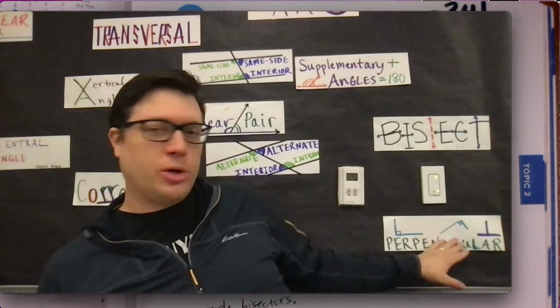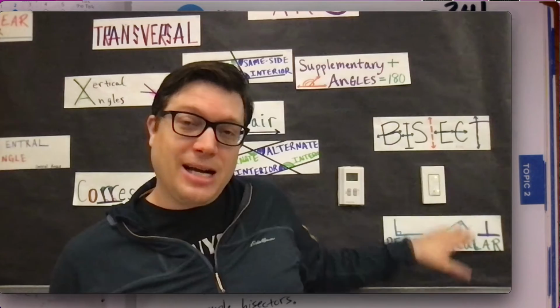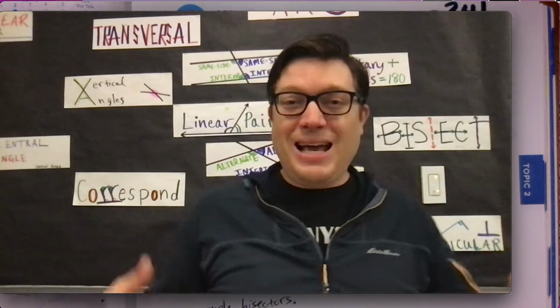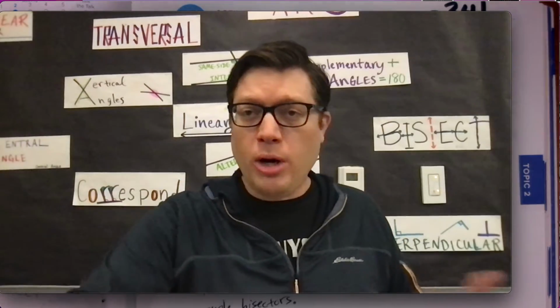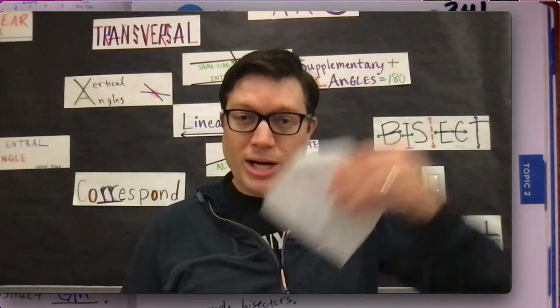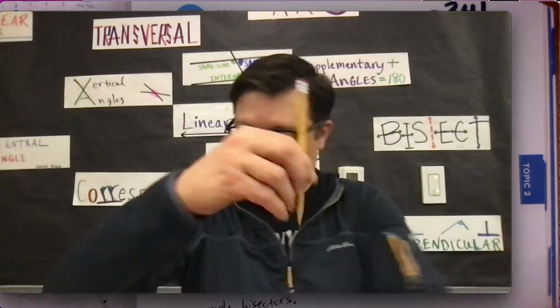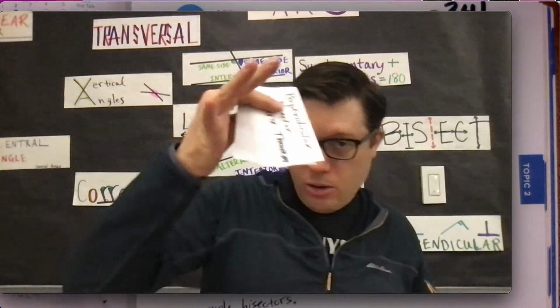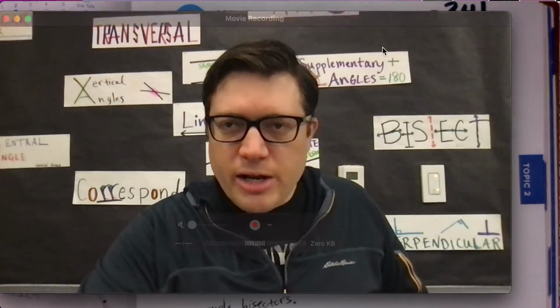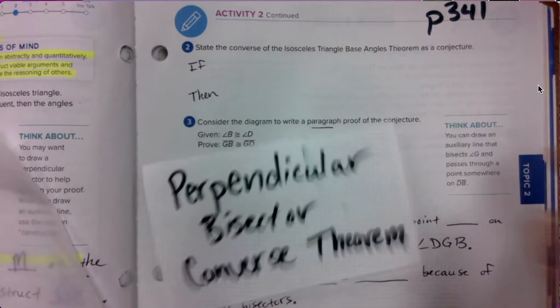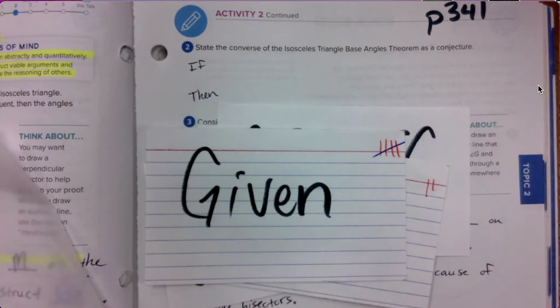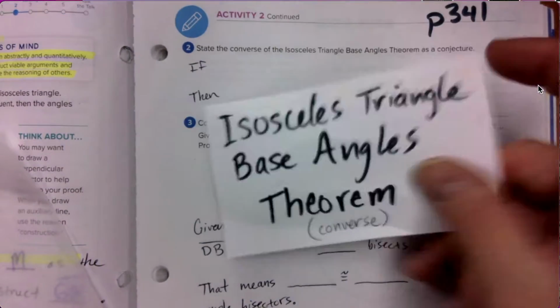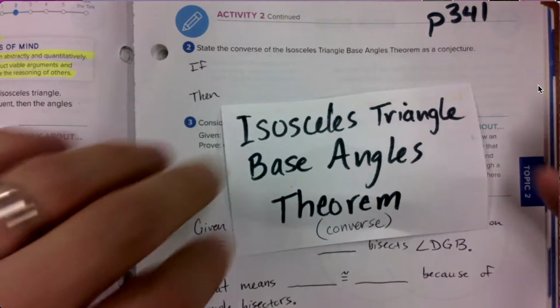Oh, perpendicular. We should also acknowledge that we're talking about perpendicular bisectors and base angles of isosceles triangles. So let's take a look at page 341. Have a piece of tracing paper, your pencil, your highlighter, your other note cards. In fact, specifically for this video, I'm going to be using the perpendicular bisector theorem, maybe CPCTC, maybe the reflexive property, maybe given, and definitely the isosceles triangle base angles theorem.